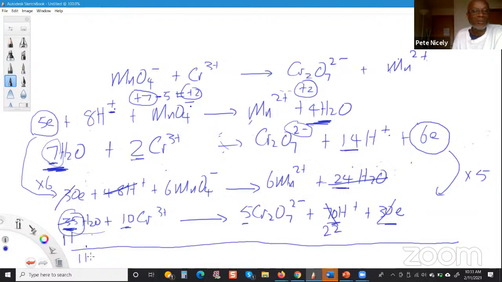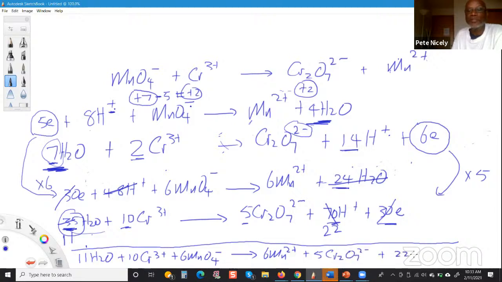So 11 water molecules down here, plus 10 Cr3 plus, plus 6 MnO4 minus, to give 6 Mn2 plus, 5 dichromate, plus 22 H plus. And again, we need to check to make sure that everything is balanced.